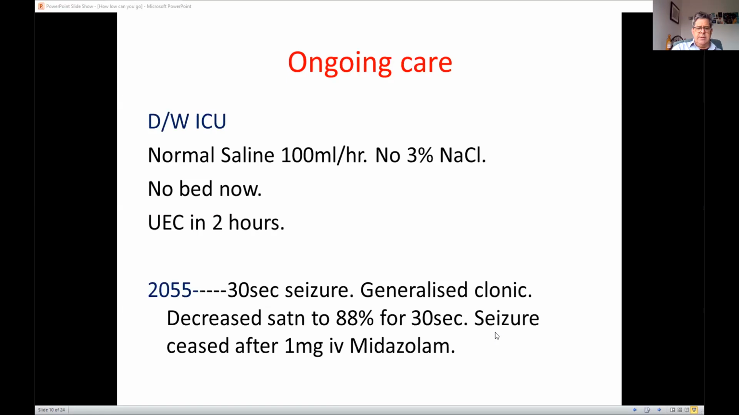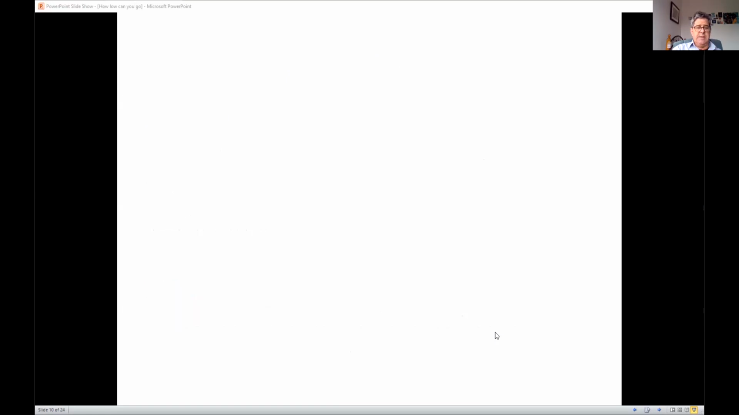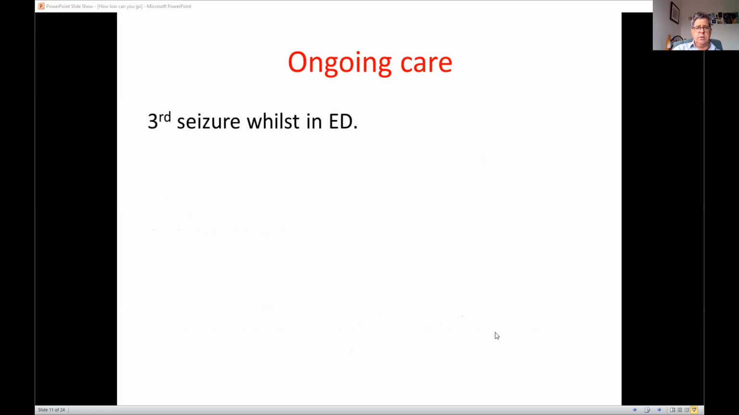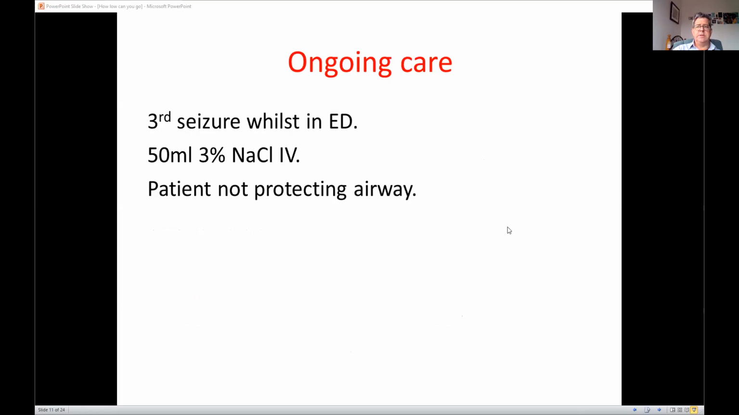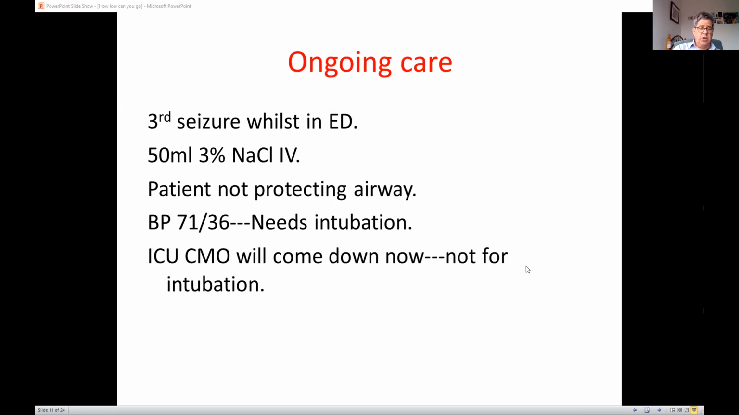moment. And after a couple of hours, she had another seizure, which required some midazolam, and then she had another seizure, which required some more midazolam. By this stage, they said, look, let's just give her some 3% saline, so hypertonic saline, but they only gave 50 mils. And also, the problem therefore after these seizures and midazolam with the underlying hyponatremia, her GCS was getting quite low, and they wanted to intubate her, and she's also hypotensive. Intensive care came down and said, well, we actually don't want to intubate her, but we can take her upstairs soon. So there's a bit of argy-bargy between intensive care and the emergency department out of hours.